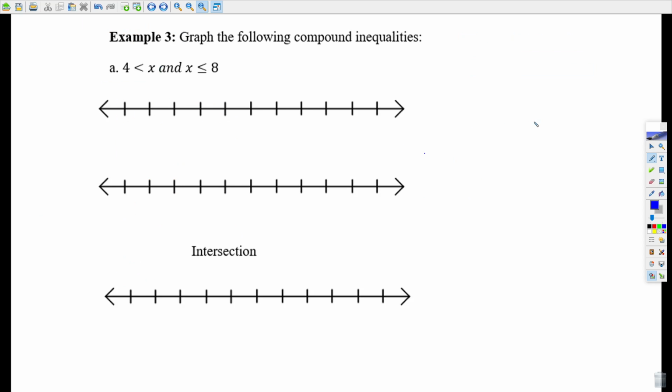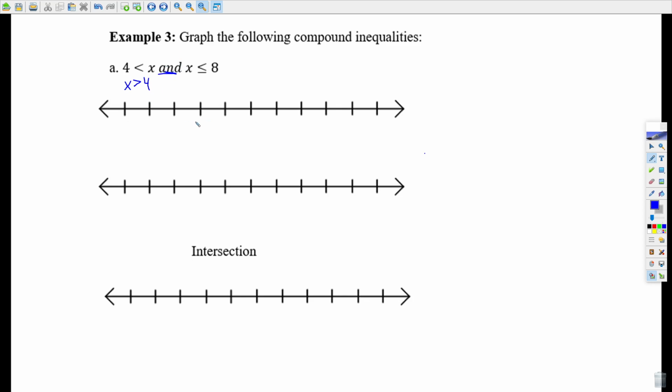So now we're going to apply it to inequalities. Graph the following compound inequalities. So we have 4 is less than x, and x is less than or equal to 8. I'm going to rewrite this one because I don't like it written this way. This is going to be x is greater than 4, if you flip this around, and x is less than or equal to 8. Okay, so I'm going to graph these separately on these two lines, and then we'll find out what the intersection is, because that's what the word and means.